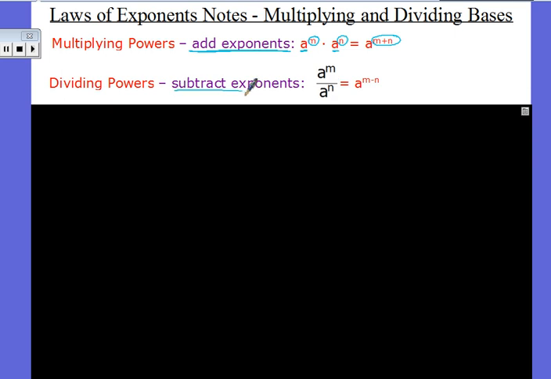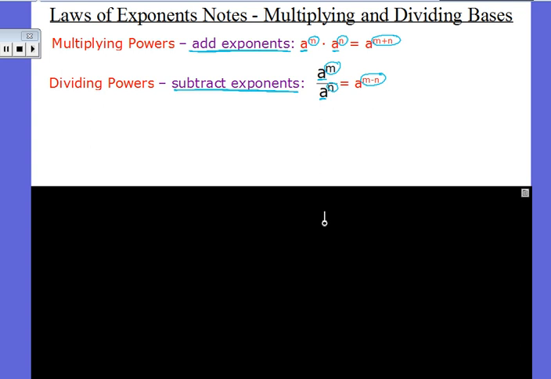Instead of adding exponents, we're going to subtract. So again, when they have the same base, I have A and A here. We take their exponents, and in order from numerator to denominator, we subtract them. So m minus n.